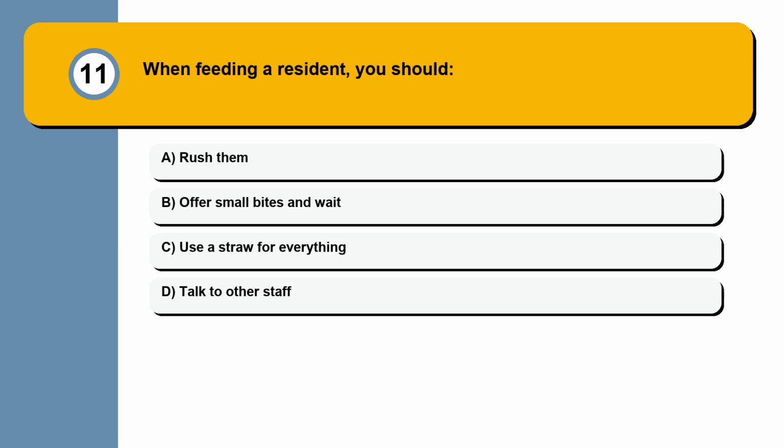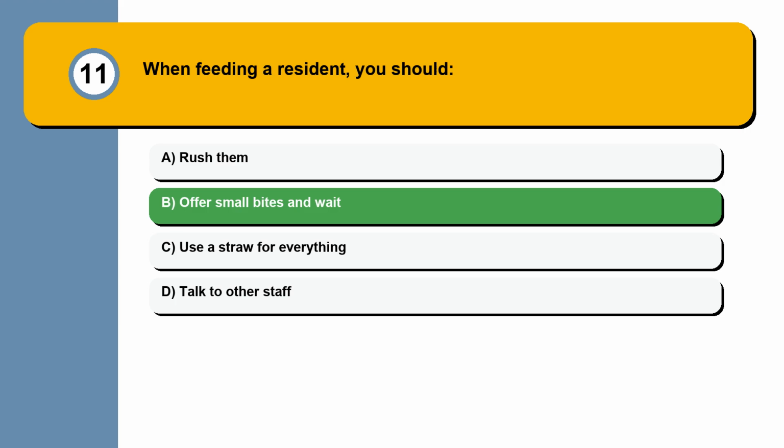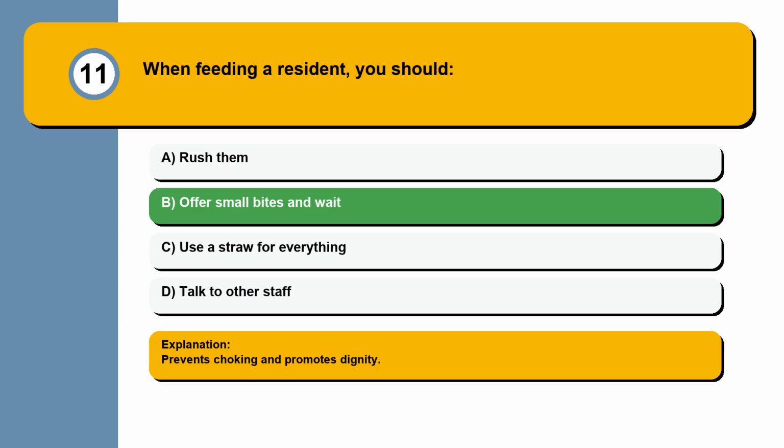Question 11. When feeding a resident, you should: rush them, offer small bites and wait, use a straw for everything, talk to other staff. This prevents choking and promotes dignity.